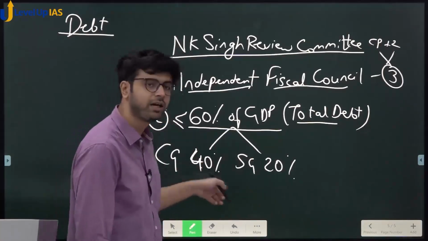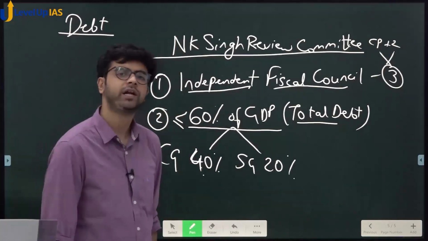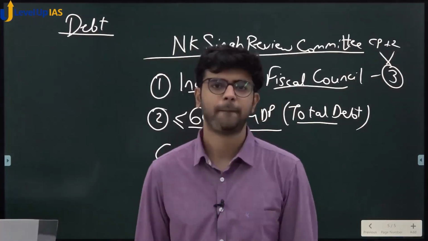Which means how to reduce that now? Let's say this is 44% today, suppose. How to reduce it then? क्या करें, कैसे करें? How to do it?